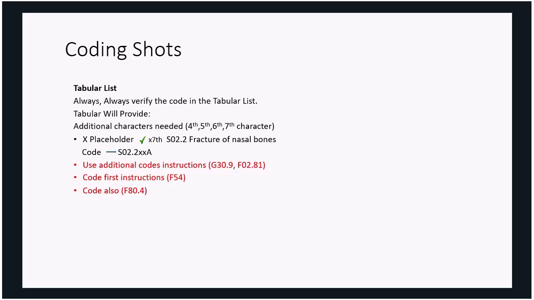Once you have selected your code in the alphabetical index, always verify the code in the tabular list. This is not optional, it is mandatory. The tabular will provide you with the following information. It will let you know if additional characters are needed, such as your 4th, 5th, 6th, or 7th character. It will also let you know if the X placeholder needs to be used.